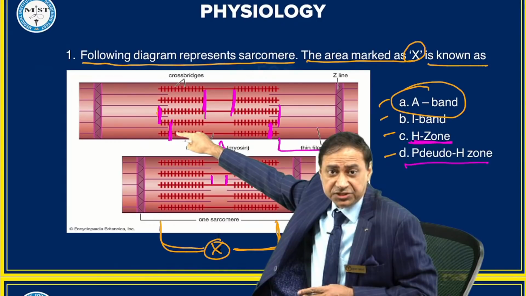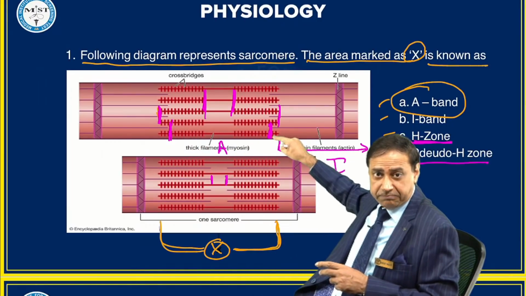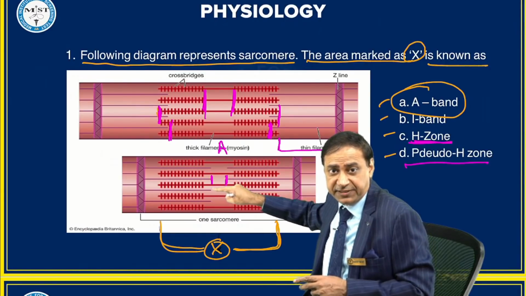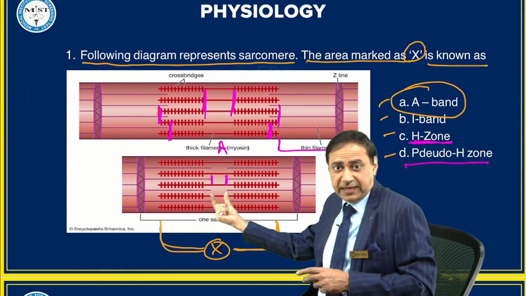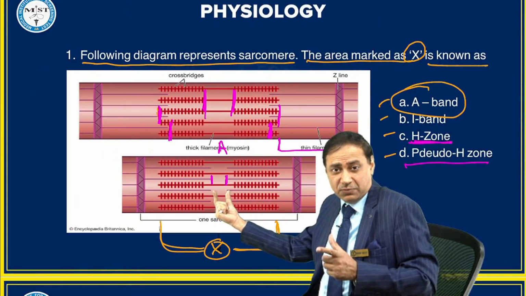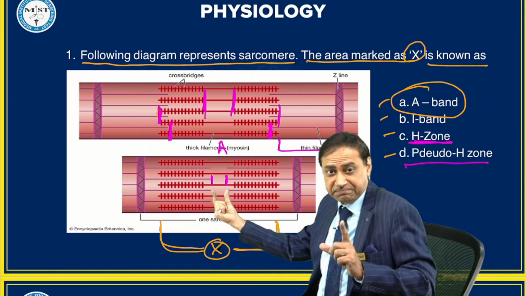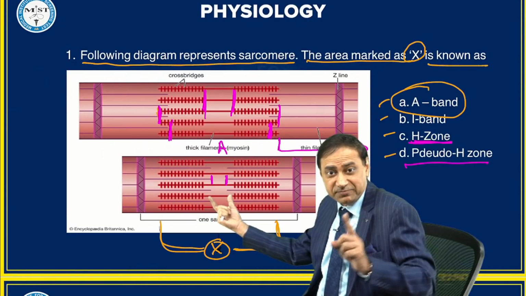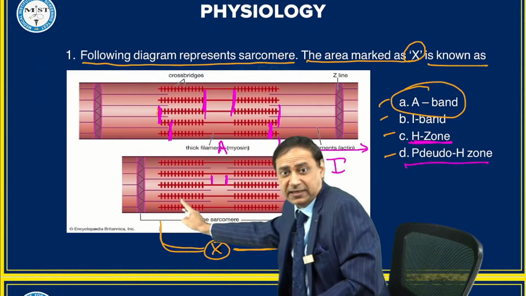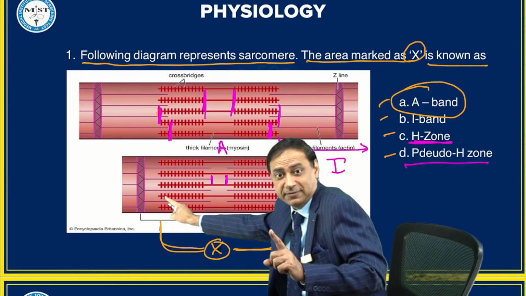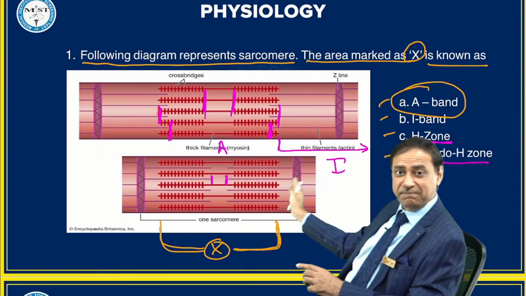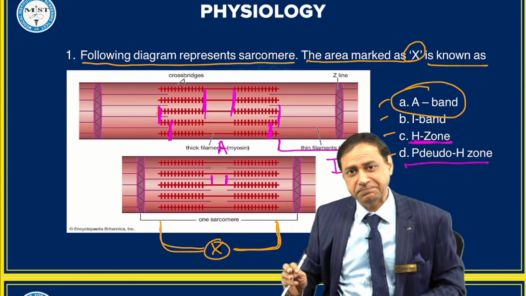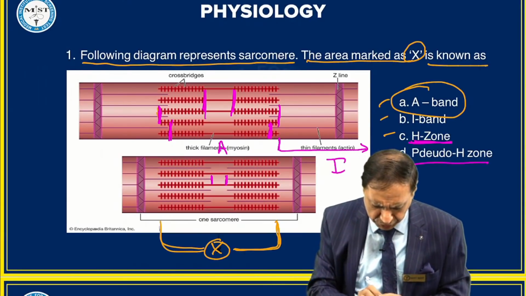In this diagram, H is from here up to here. And in this diagram, H is from this point, the edge of actin, up to this point. So the absence of actin in the center of the sarcomere is H. Absence of cross bridges is pseudo H. The length of the myosin from here up to here is the A band. This portion is actually the I band. This is just a picture based question.